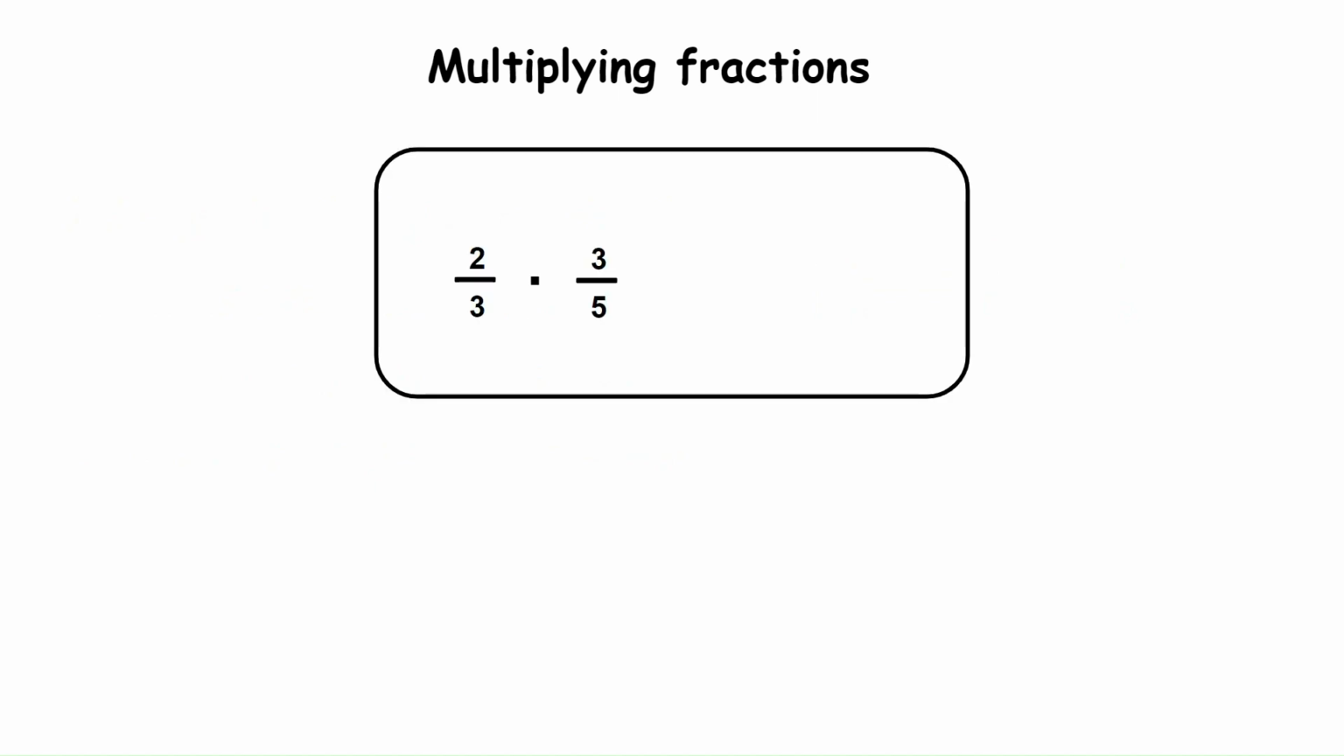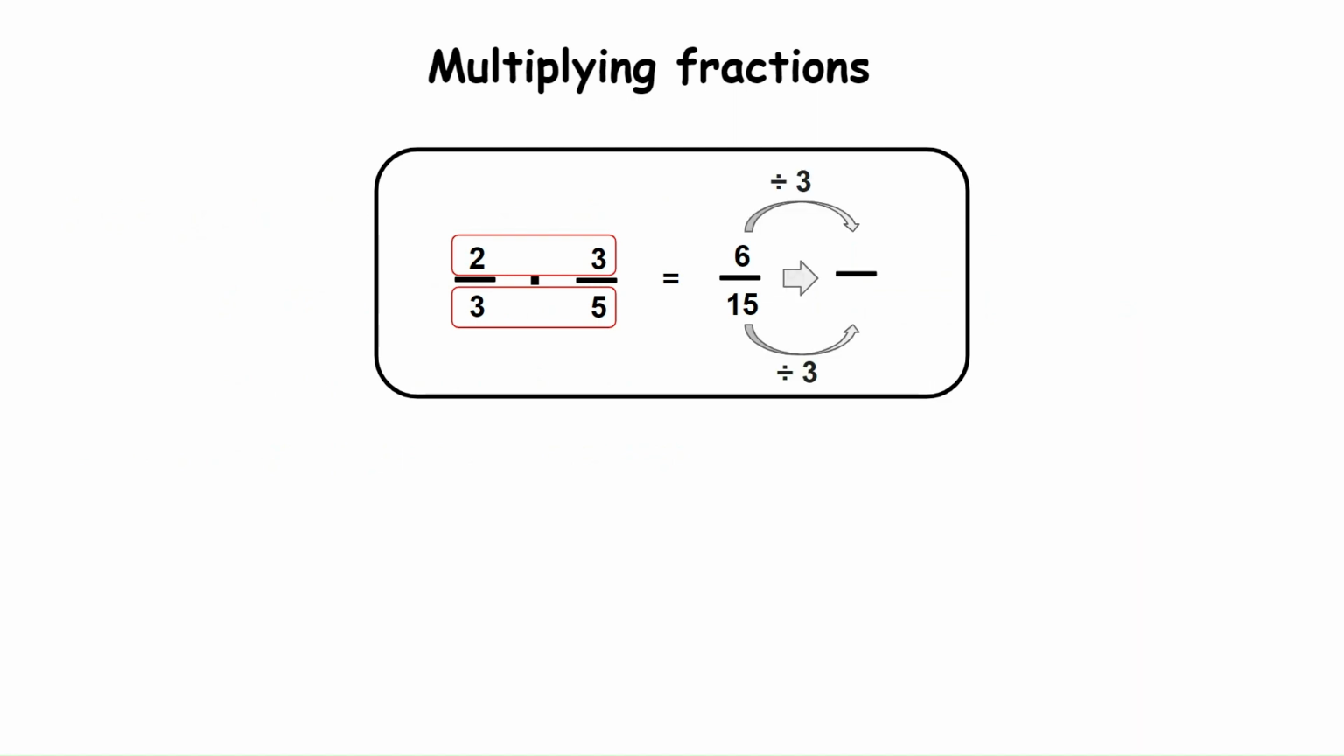Let's try that again, just to make sure we have got it. Okay, let's try 2 over 3 multiplied by 3 over 5. First step, let's multiply numerators together, and next we're going to multiply denominators together. So 2 multiplied by 3 will be 6, and 3 multiplied by 5 will be 15. Now that we've solved it, we can see here that we have a fraction that can be reduced. So let's reduce our fraction.